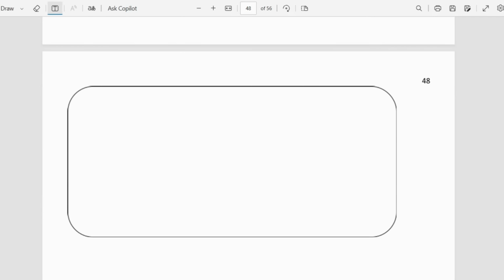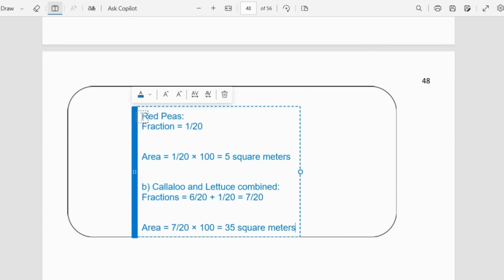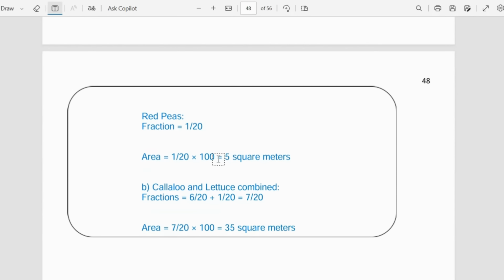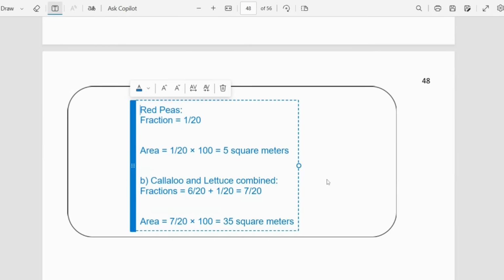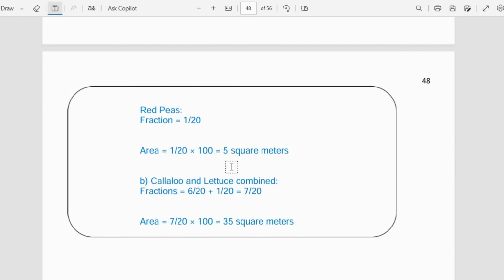Draw diagrams if it helps, or tables. All of those are very helpful problem solving strategies to help you to solve your problem. All right, so for red peas, the fraction is 1 over 20. And if it's 1 over 20, then that would be one section, right? And that 1 could be multiplied by the 5 meter, which would give me 5 meters square, or you could work out the area here as 1 over 20 multiplied by 100, which is 5.